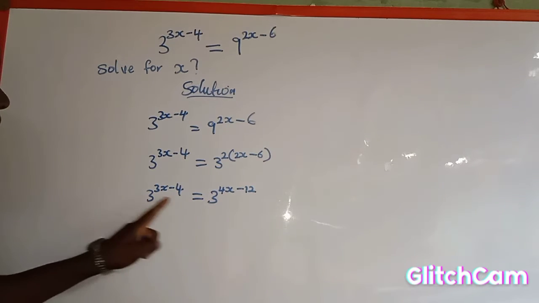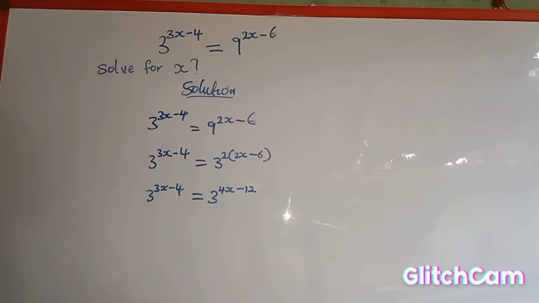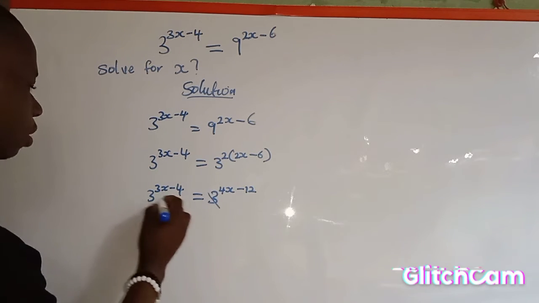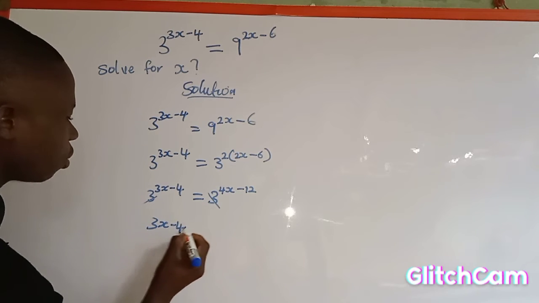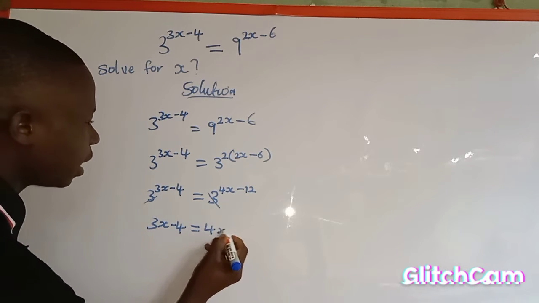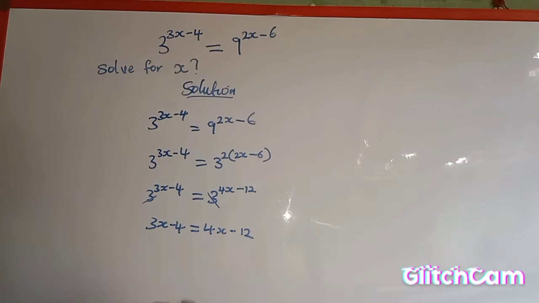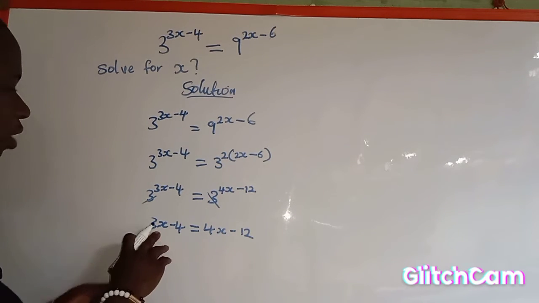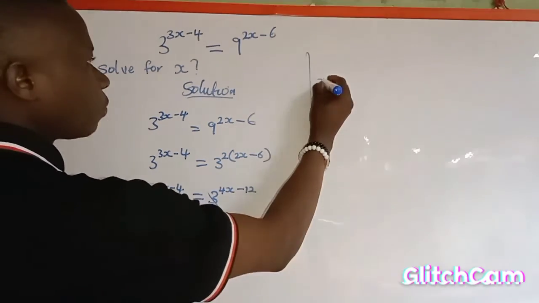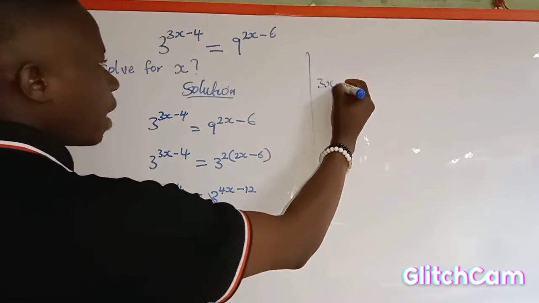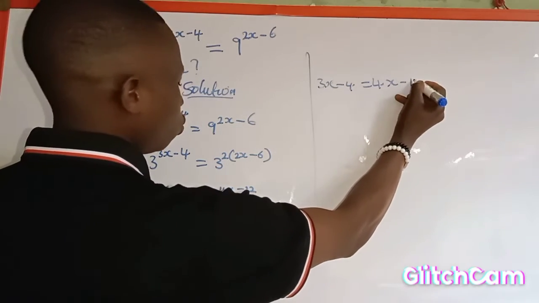So from here, since the bases are equal now, we are going to eliminate the base and equate the powers. So we cancel the base and equate the powers, saying 3s − 4 = 4s − 12. So from here now, we are going to collect the like terms. Collect the like terms, we have 3s here and 4s. I'll have 3s − 4 = 4s − 12.